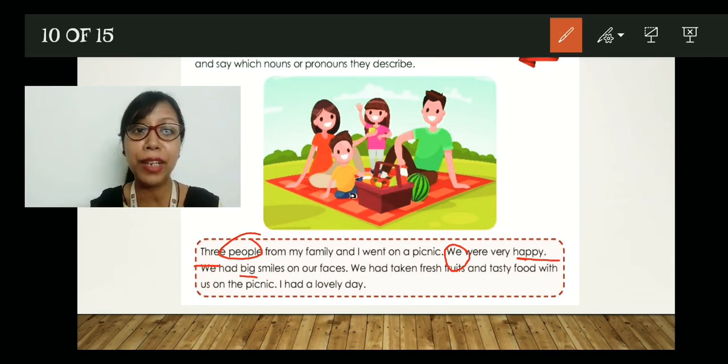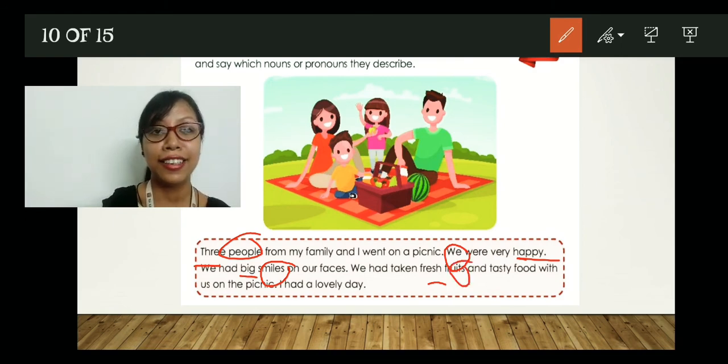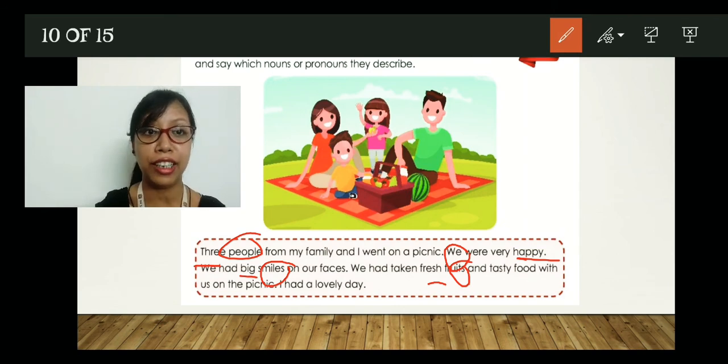What kind of big thing they had? They had big smiles. So smile is the circle. Okay. Then we have the next. We had taken fresh fruits. Now fresh is a describing word, so you are going to underline it. And fruits are the noun or pronoun. It's the noun actually. So we had taken fresh fruits.